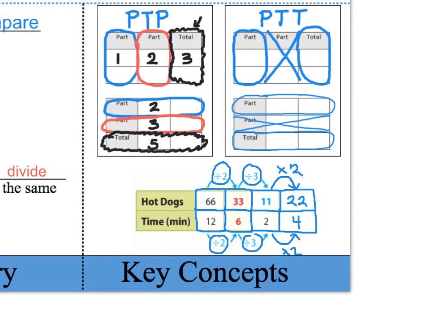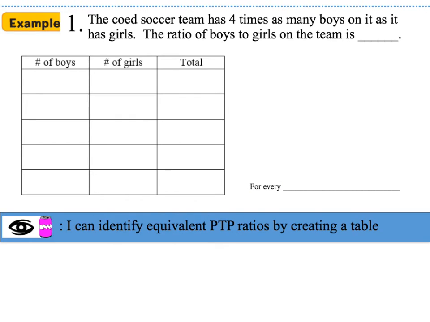So let's use these key concepts to discuss the following examples. For example 1, it's saying that the co-ed soccer team has 4 times as many boys on it as it has girls. The ratio of boys to girls on the team is blank. So if you read the problem, they're saying there are 4 times as many boys. So in my ratio table, if you notice, we have column form. I'm going to write this as a part to part ratio because boys and girls are 2 separate things, so they're not the same exact thing.